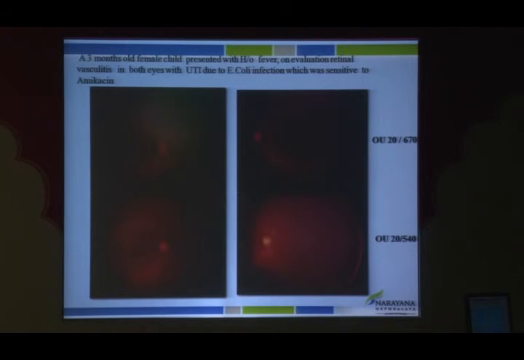Here is a 3-month-old child who presented with a history of fever. On evaluation, we could see retinal vasculitis, with patchy sheathing of vessels in both eyes. The child was found to have a UTI secondary to E. coli, which was sensitive to amikacin. Following intravenous amikacin therapy, we could see complete resolution of the vasculitis in this child.